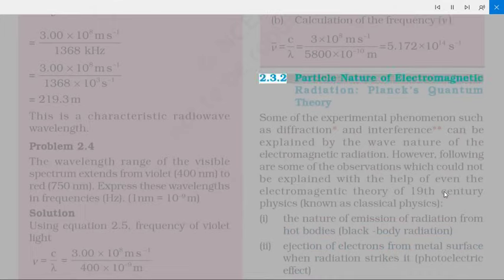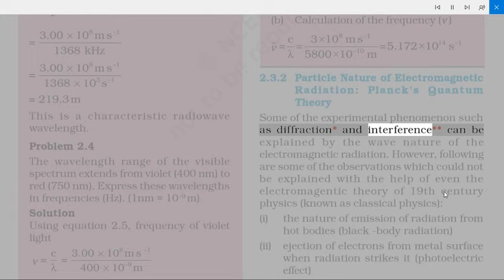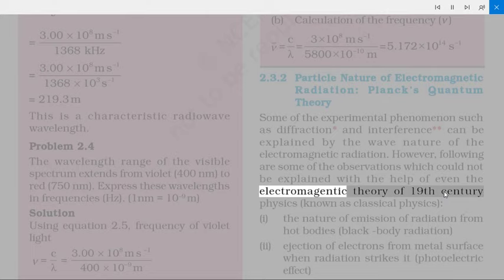2.3.2 Particle Nature of Electromagnetic Radiation, Planck's Quantum Theory. Some of the experimental phenomena such as diffraction and interference can be explained by the wave nature of the electromagnetic radiation. However, following are some of the observations which could not be explained with the help of even the electromagnetic theory of 19th century physics, known as classical physics.